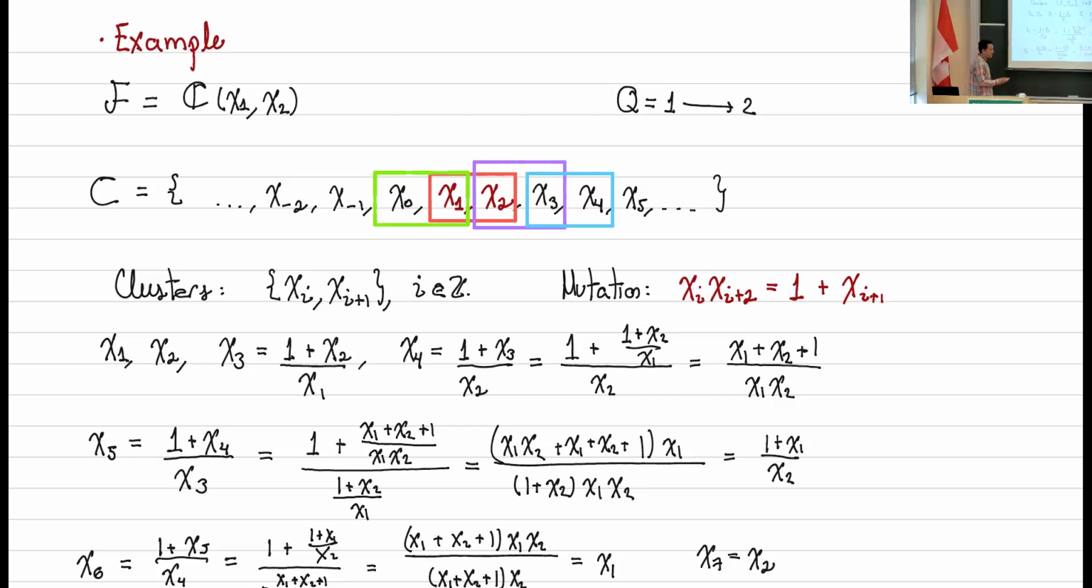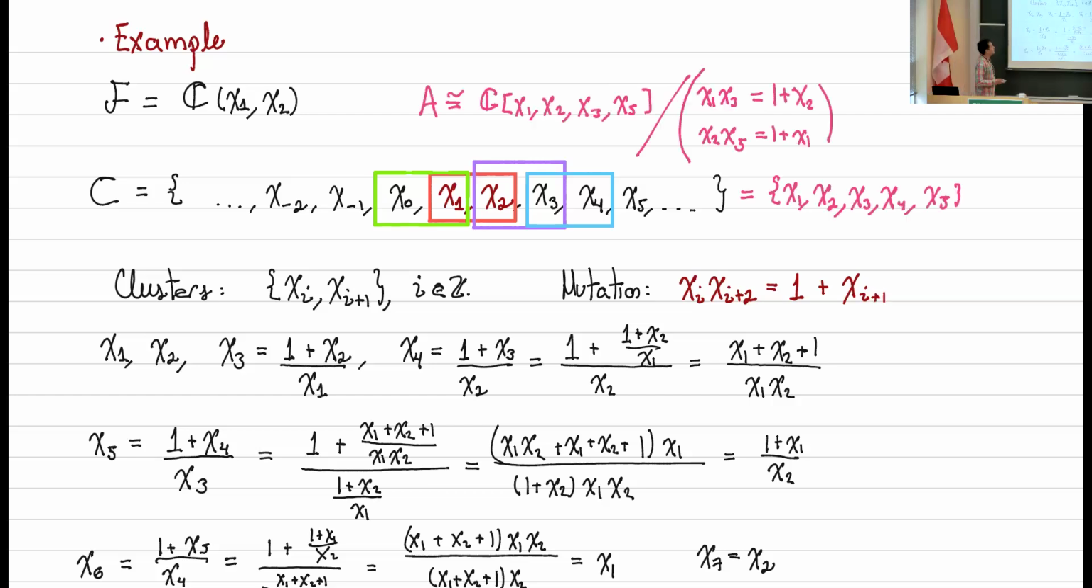So in this case, the cluster algebra is just going to be the algebra generated by x1, x2, x3, x4, x5. You can see that you can get x4 from the other variables. So here I just have the algebra generated by x1, x2, x3, x5 with these mutation relations. That's the cluster algebra. And here I only get finitely many variables.